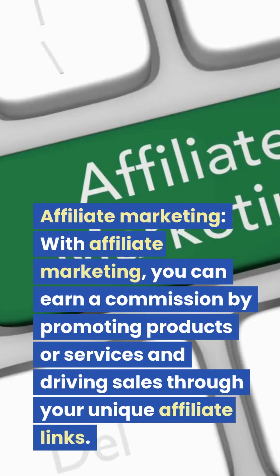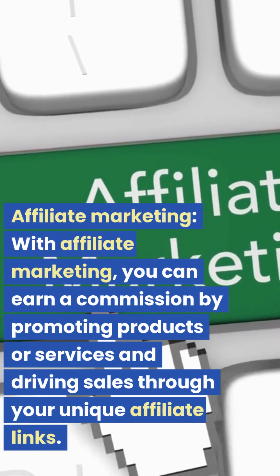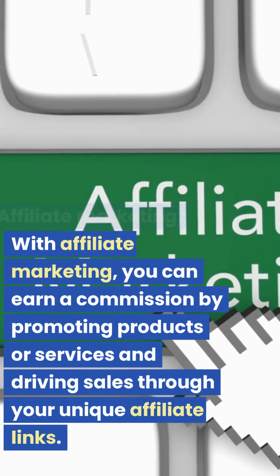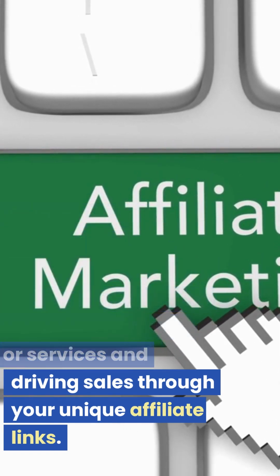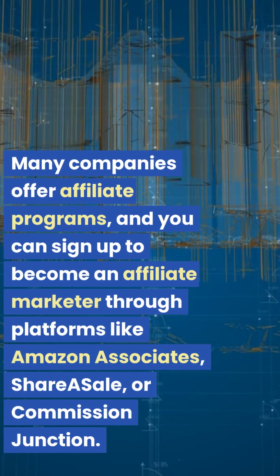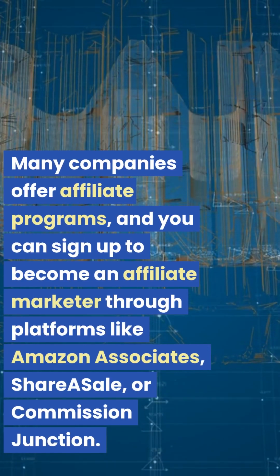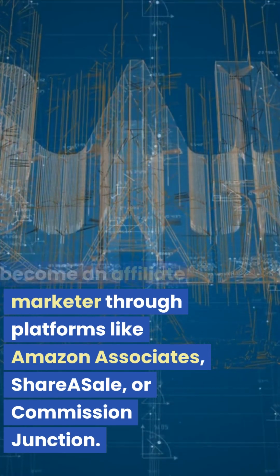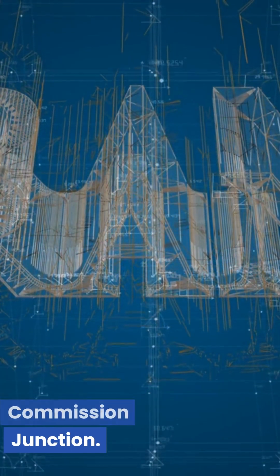6. Affiliate marketing. With affiliate marketing, you can earn a commission by promoting products or services and driving sales through your unique affiliate links. Many companies offer affiliate programs, and you can sign up to become an affiliate marketer through platforms like Amazon Associates, ShareASale, or Commission Junction.